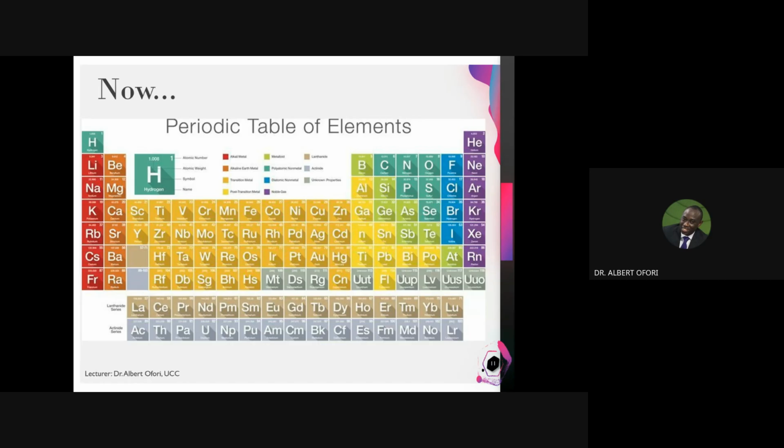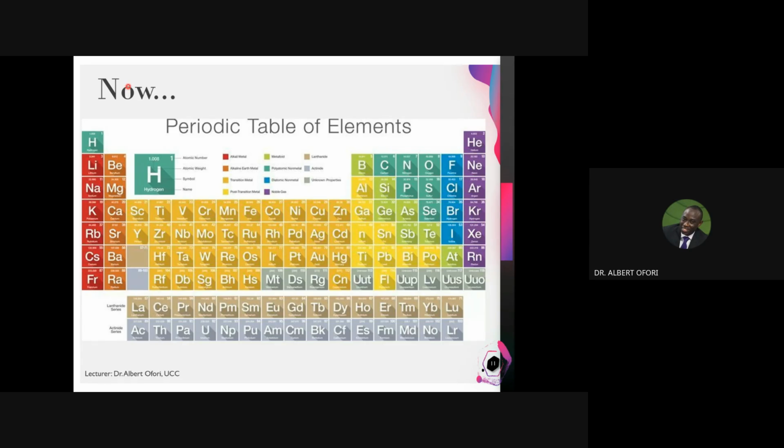Now, if we take the group, then we should be having 18 groups in the periodic table, excluding the Lanthanides, then the Actinides. 18 groups. But when we take the main group elements, then we only have eight groups. So group 1, group 2, and then group 3 up to 8. So in the main group, we have 8 groups. Including the transition elements, we have the 18 groups.